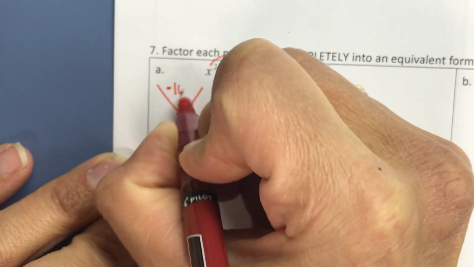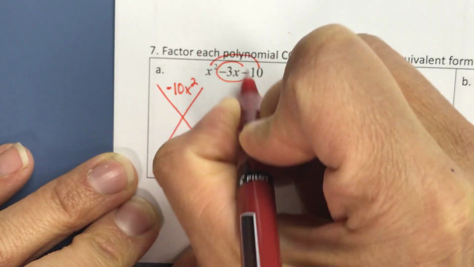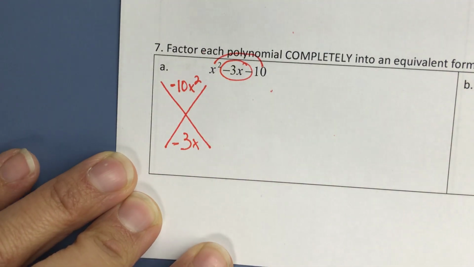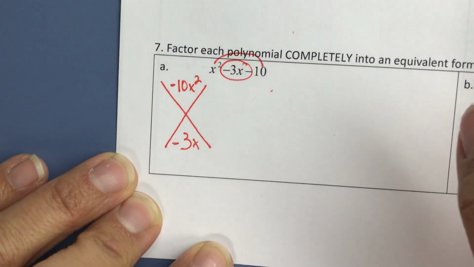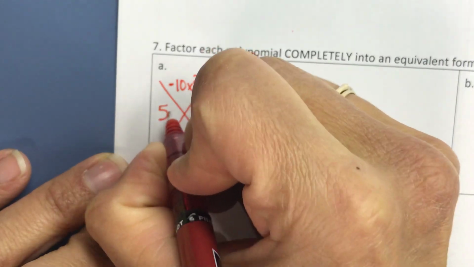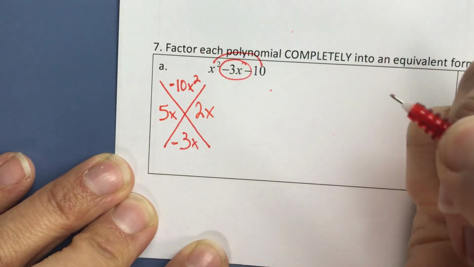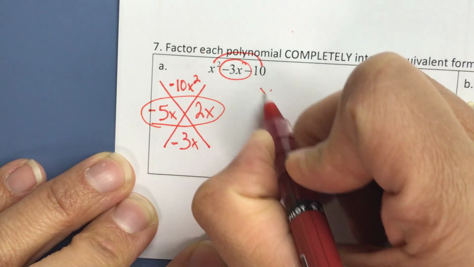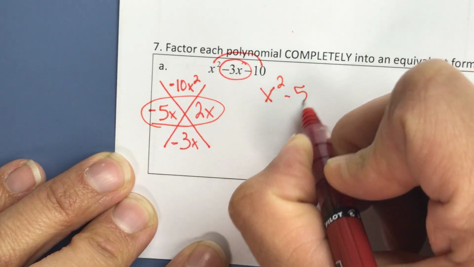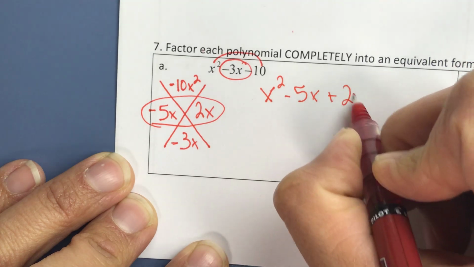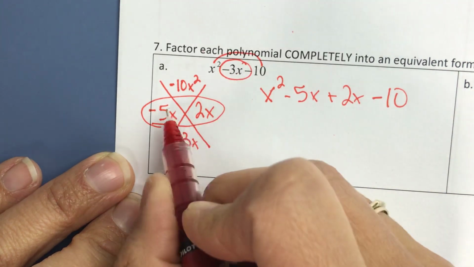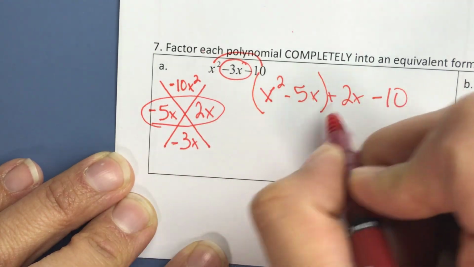I need factors of -10 that get me to this -3. And you can run your factor program or look at your factor page, but the factors of 5 and 2 will get me to this -3. I'll just have to make the 5 negative. So now I'm going to rewrite it. So it's going to be x squared minus 5x plus 2x minus 10. Again, I'm just rewriting this version of -3x with this version, and now I'll group them.